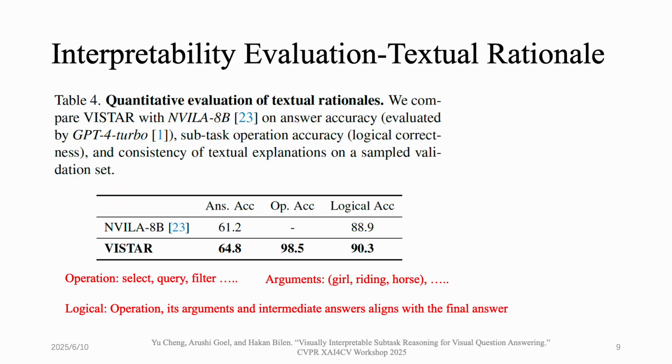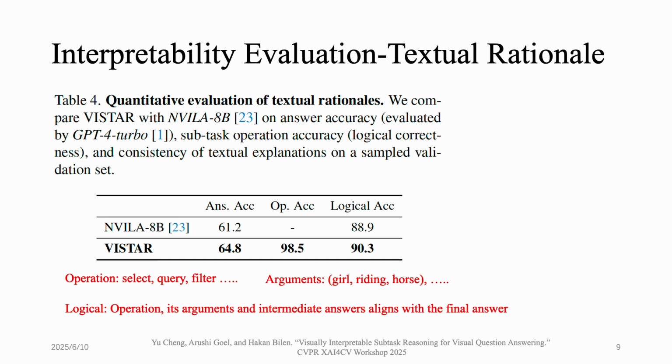In terms of interpretability, we first evaluate the quality of textual rationales generated by our model compared to the backbone model. For NVILA 8B, we prompt the model with an instruction like, please explain in detail during inference to obtain a detailed explanation. Because these explanations are open-ended, we evaluate them based on semantic similarity between generated explanations and the ground truth answer, which is shown as answer accuracy here.